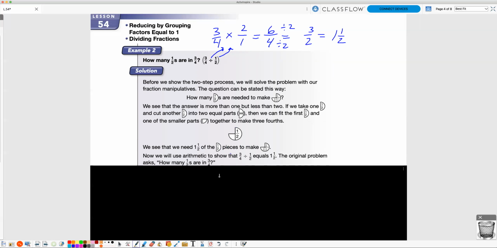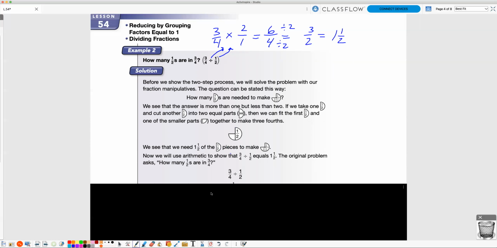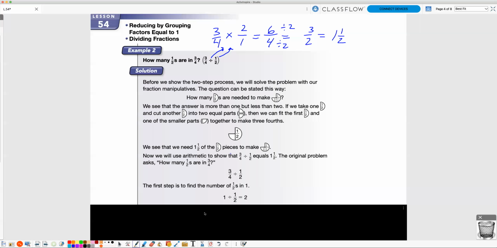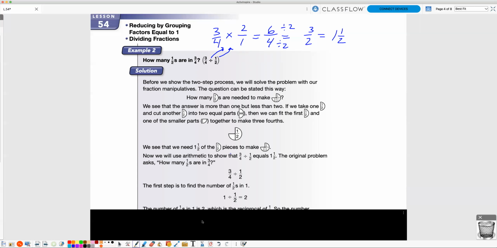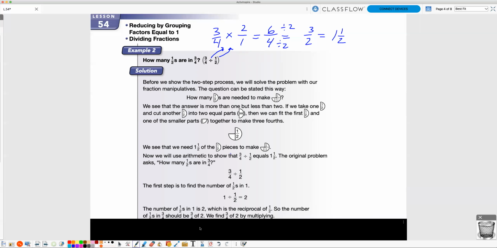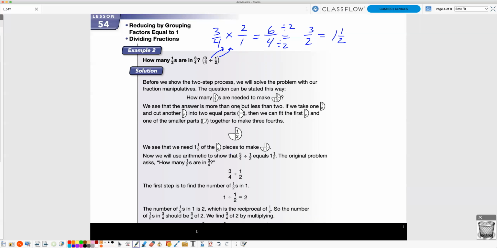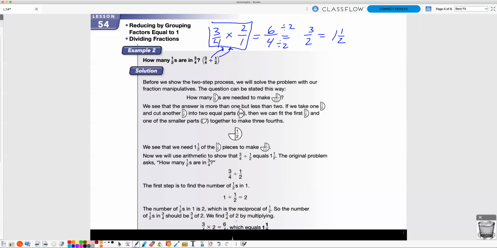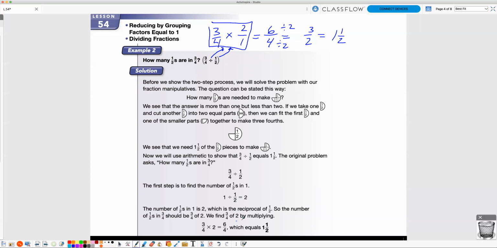So if you were to use arithmetic, the original problem asks how many halves are in 3/4. Well, you've got 3/4 divided by 1/2. You just have to recognize that the first step is to find the number of halves in 1. So 1 divided by 1/2 is 2. So the number of halves in 1 is 2, which is the reciprocal of 1/2. So the number of halves in 3/4 should be 3/4 of 2. And we find that 3/4 of 2 ends up being 6/4, which also equals 1.5.